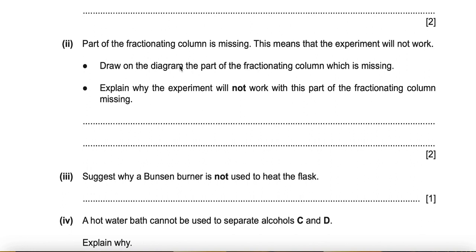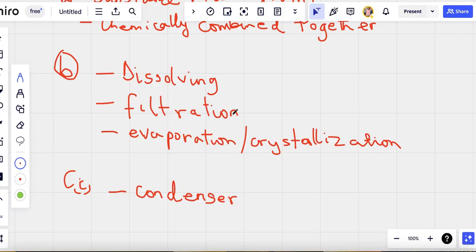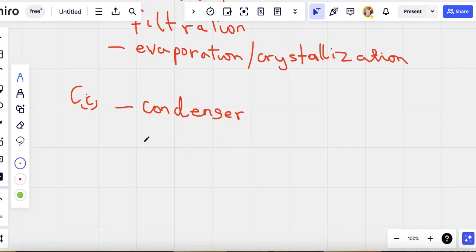Now the next is we should explain why the experiment will not work with this part of the fractionating column missing. Because if it's not there, gases and vapor will escape. The alcohol eventually turns to vapor, and will escape. So the stopper is to stop any gas or vapor from escaping. So what is missing is the stopper.